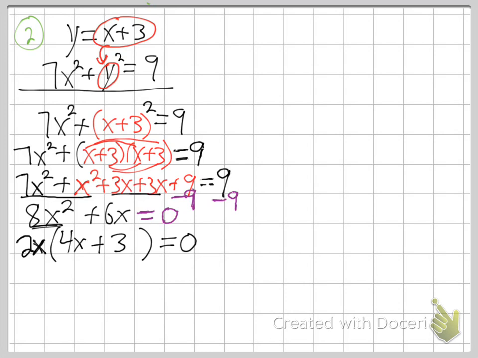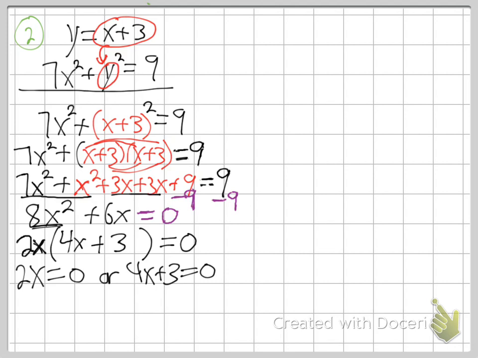2x equals 0. Yeah, because if two things multiply to be 0, either one could be 0. So the first one could be 0. So 2x alone could be 0, or the 4x plus 3 can be 0. Is that good? Either one can be 0. And then just solve for x in both cases.